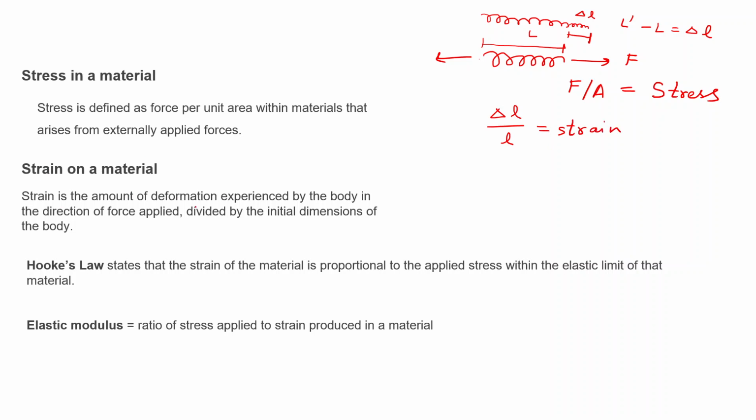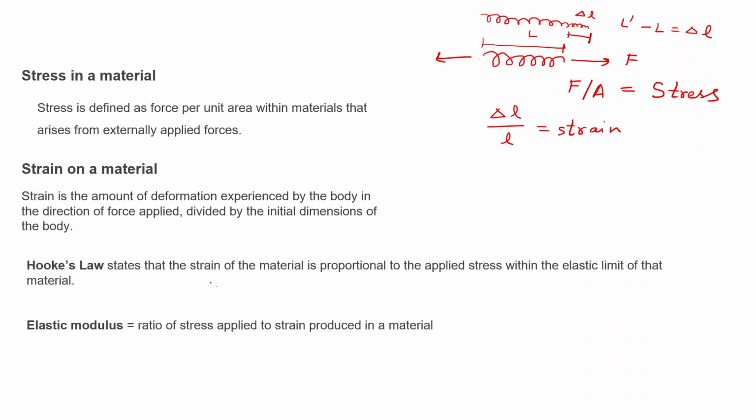So strain is the amount of deformation. In this particular example, the deformation I am talking about is the change in length of the spring, but in general it could be any kind of deformation. So strain is the amount of deformation experienced by the body or that material in the direction of force applied, divided by the initial size or dimension of the body. In this example, the strain will be the ratio of the change in length divided by the original length. The same way it could be another dimension also, and the deformation is in the direction of the force applied. I had applied force in this direction, and the change is in the same direction. So this is what we mean by stress, and this is what we mean by strain.